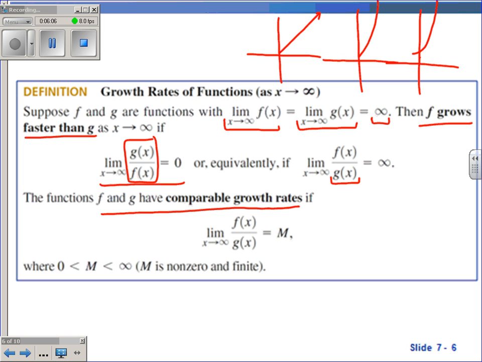So that's what we're going to do. We want to compare growth rates. We're going to compare the ratio and find the limit of it. If the limit's 0, the one on the bottom grows faster. If the limit's infinity, the top one grows faster. If it's a constant, then they are comparable growing. So something like 100x and 200x. That growth rate ratio would be a constant, and they're comparable.